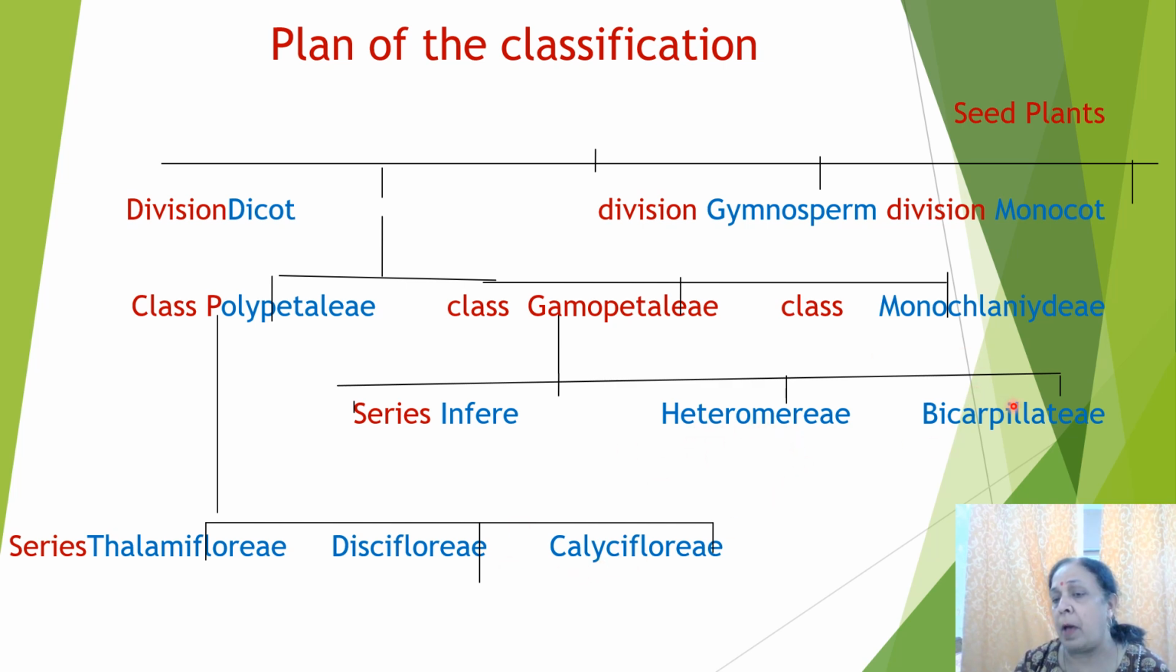And the next is Bicarpellatae. Bicarpellatae means two carpel bearing families. So under the series Bicarpellatae, the flowers show bicarpellary syncarpous condition, superior ovary and gamopetalous corolla.